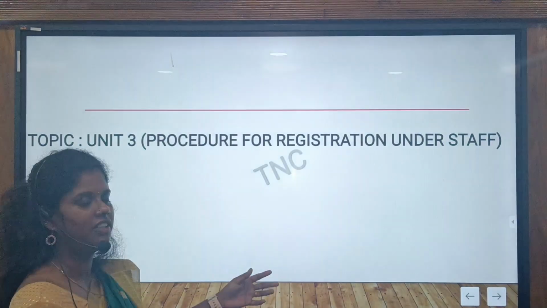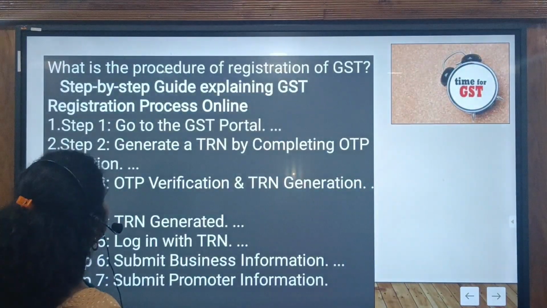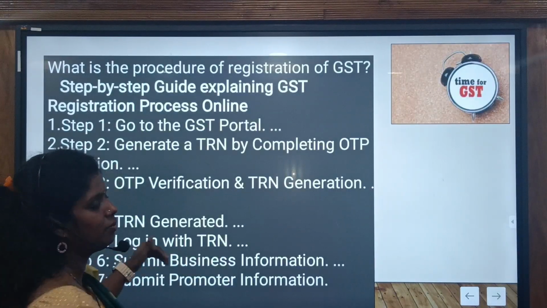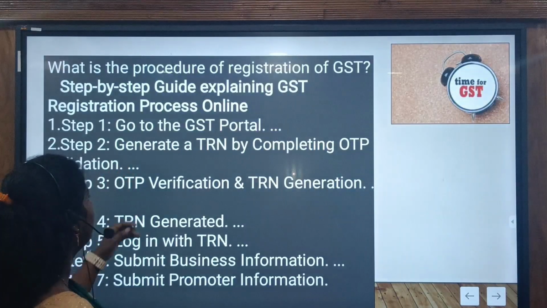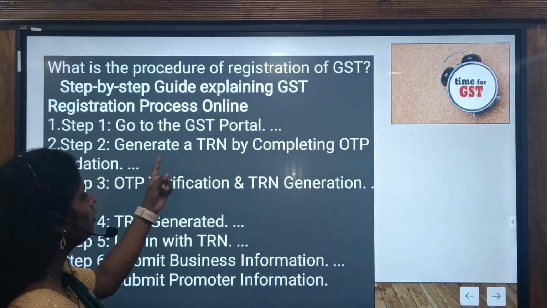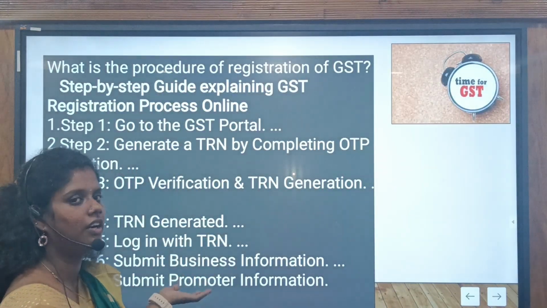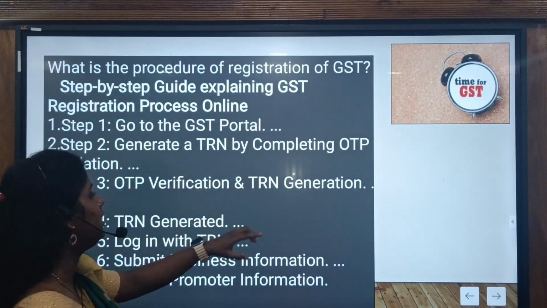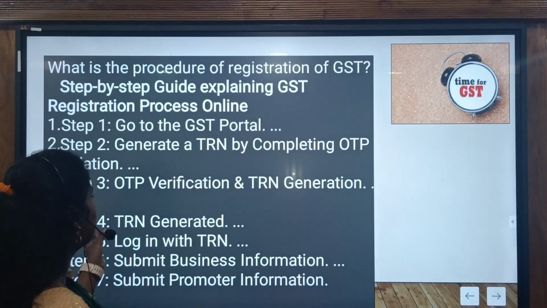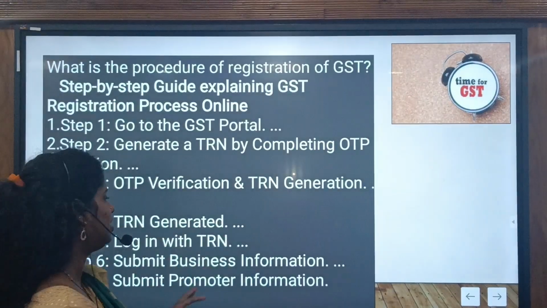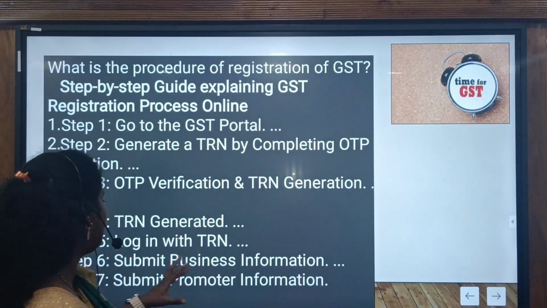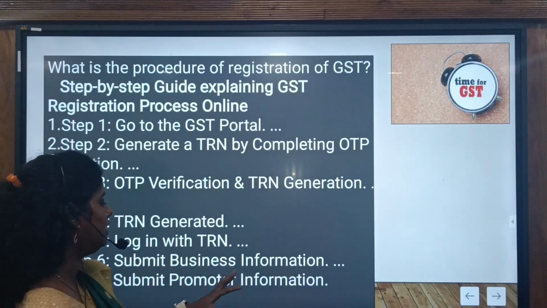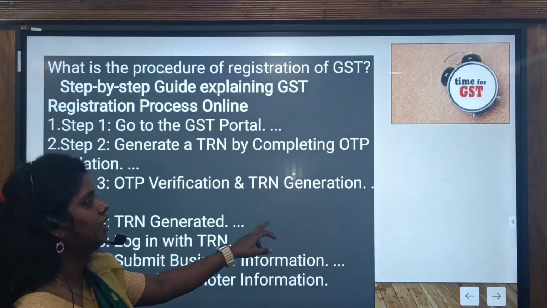Procedure for registration under GST. What is the procedure of registration of the GST? The step-by-step online registration process is projected here. The first step is to go to the GST portal. The second step is to generate a TRN by completing the OTP validation. Step 3 is OTP verification and TRN generation, step 4 is TRN generated, step 5 is login with the TRN, step 6 is submit business information, and step 7 is submit promoter information.